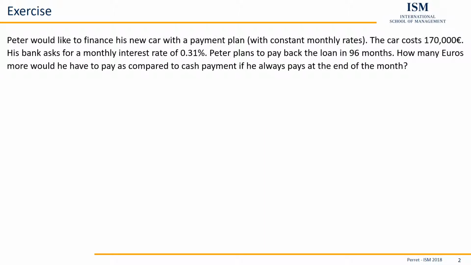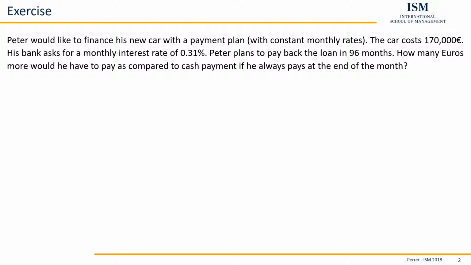Peter would like to finance his new car with a payment plan with constant monthly rates. The car costs 170,000 euros and his bank asks for a monthly interest rate of 0.31%. Peter plans to pay back the loan in 96 months. So question now, how many euros more would he have to pay as compared to cash payment if he always pays at the end of the month?